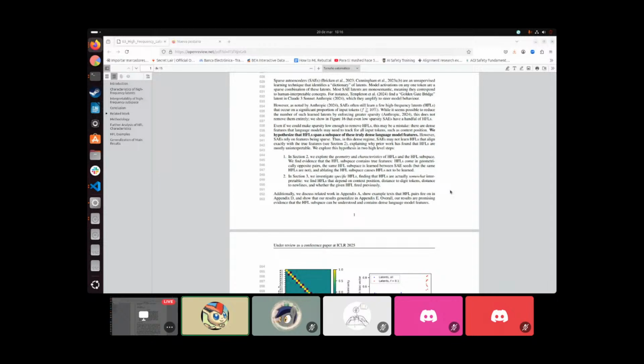If we could make the sparsity low enough to remove the high-frequency latents, this might be a mistake. There are dense features that language models might need to track for input tokens, such as context position. We hypothesize that high-frequency latents span the space of the truly dense language model features. However, sparse autoencoders rely on the features being sparse. Thus, in these regimes, sparse autoencoders must not learn high-frequency latents that align with the true features, explaining why previous work has found that high-frequency latents are mostly uninterpretable.